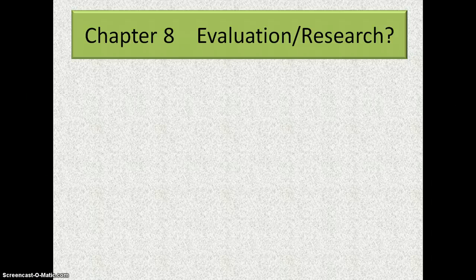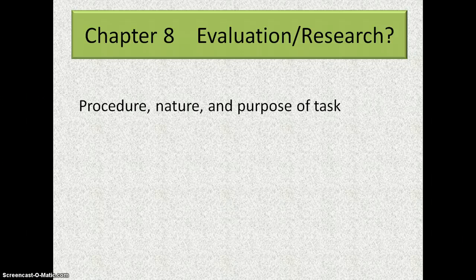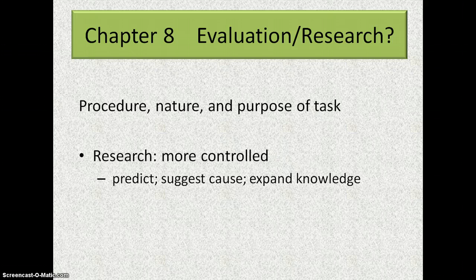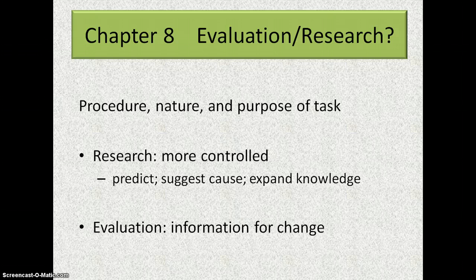Chapter 8, Evaluation or Research. Research and evaluation are difficult to separate sometimes because both examine and attempt to understand. The procedure, nature, and purpose of the examination help distinguish the two. Research parameters are more controlled, with the aim of predicting causal relationships or expanding knowledge in a field. Evaluation provides information so that programs can change.